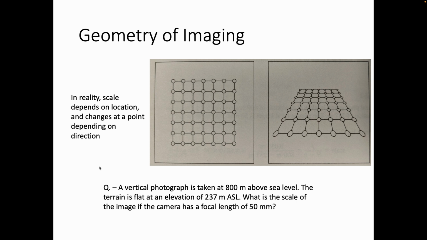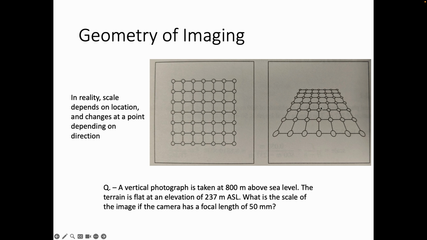Now, in reality, our scales are not constant for a particular photograph. If you have a pure vertical photograph, it'll be fairly constant across the photograph, as shown here. But in reality, there's almost always some degree of non-verticalness in the photograph. And also, because we have this perspective, there's going to be a distortion of points on the ground, or points in your image, and that distortion is going to depend on the location in the photograph.